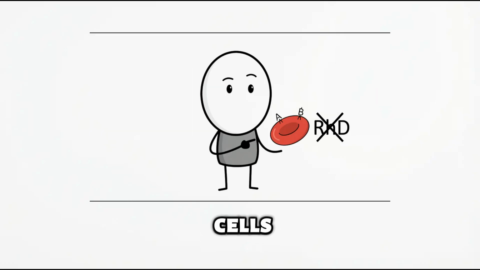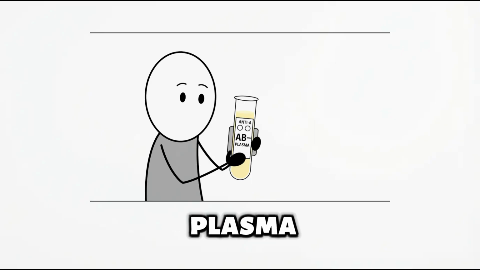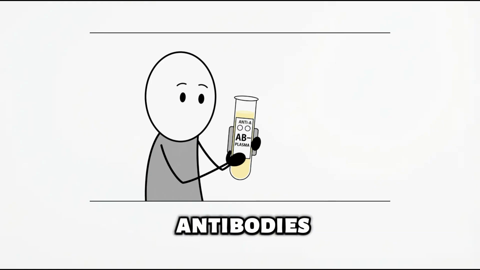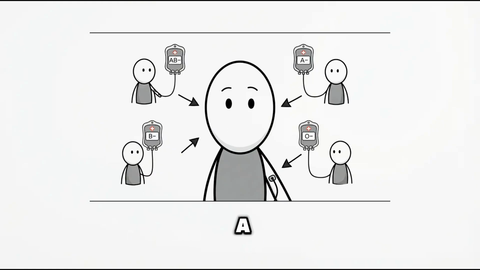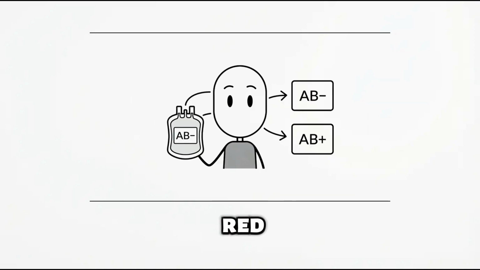AB- red blood cells carry both A and B antigens but do not carry the RHD antigen. The plasma usually contains neither anti-A nor anti-B antibodies. Therefore, a person with AB- blood can receive red blood cells from AB-, A-, B-, and O- donors. Their red blood cells may be given to people with AB- and AB+ blood.